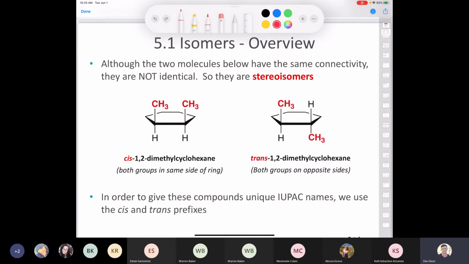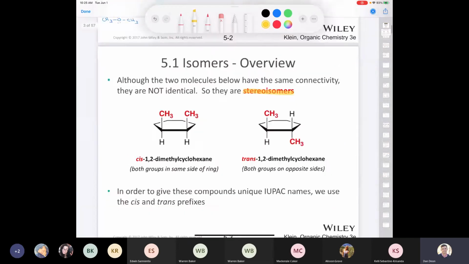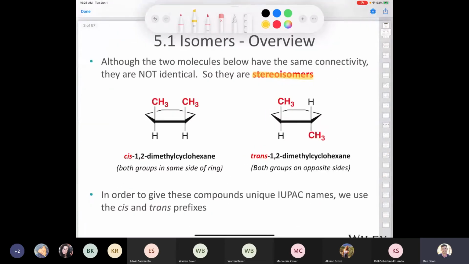Why? Because the arrangement of atoms in space is different, okay? And we have to give them unique IUPAC names, don't we? We have to be able to differentiate between this molecule and this molecule. And that is why we use the prefixes cis and trans, right?